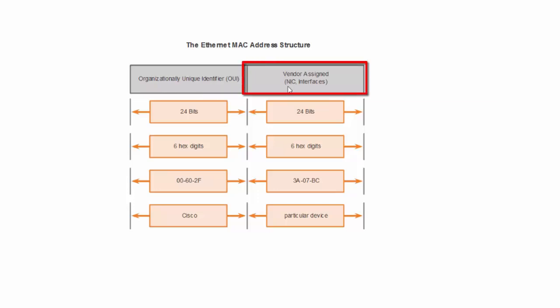The other part, which is also 24 bits, is a vendor assigned part, which is assigned by the vendor itself, like Cisco, for all the cards that Cisco manufactures. Which means that each vendor is allowed to have up to 2 to the power 24 different network interface cards. Each of them will have a different vendor assigned address that constitutes the MAC address of that NIC card.